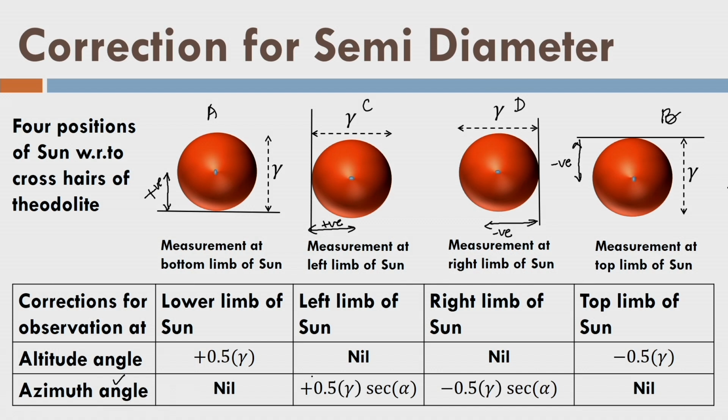So if I am measuring for this situation C and D, then I should make this correction for azimuth angle or horizontal angle, this or this, positive and negative. But if I am measuring the altitude angle in this position, then I should make corrections. This is negative and this is positive correction. Okay, now we have made correction for semi diameter. So we have made a total of 4 corrections to the measurement of the sun observations. So now we understood that if I measure the altitude of the sun, what kind of corrections I should make.